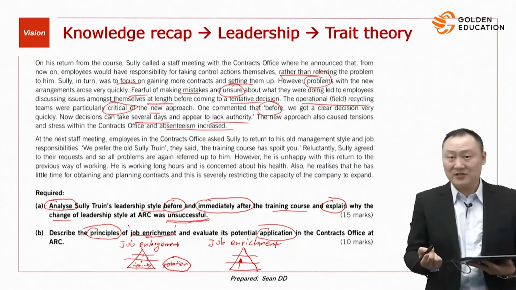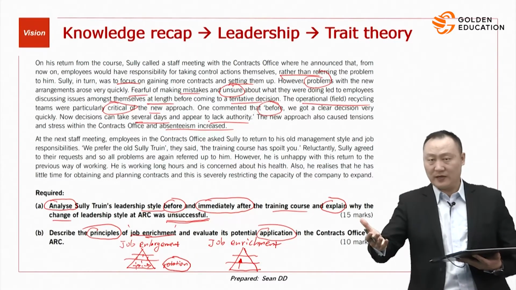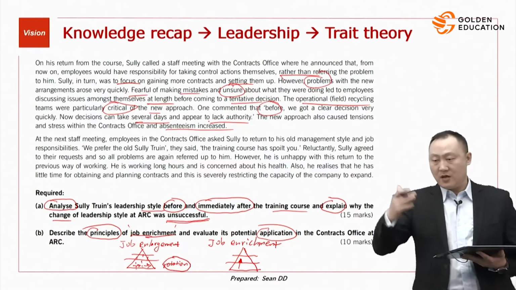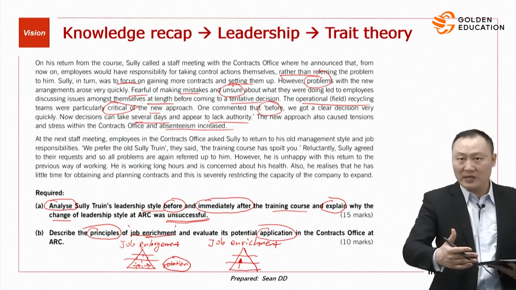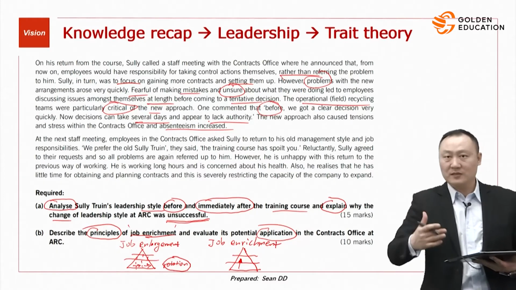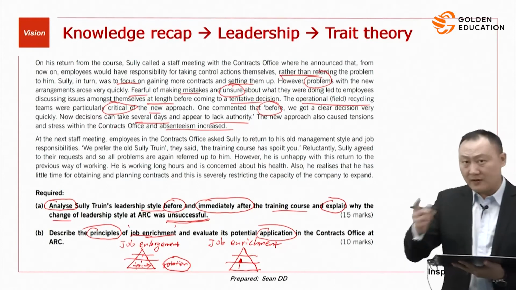So therefore, ladies and gentlemen, you see the wrong leadership style causes tension in the company. Wrong decision styles for the wrong type of employees are going to get your company in trouble, right? So, the question wants us to analyze that.